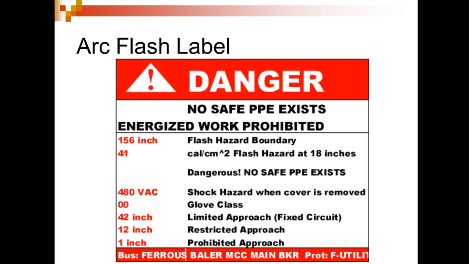This is a bigger, higher one. The flash hazard boundary is now what? 156. So there's a lot of math involved in calculating these. Normally what a company will do is hire a service that comes in and identifies it. It has a lot to do with it.